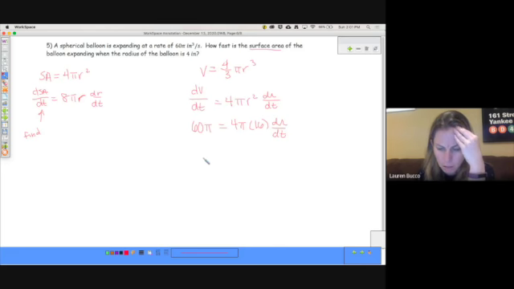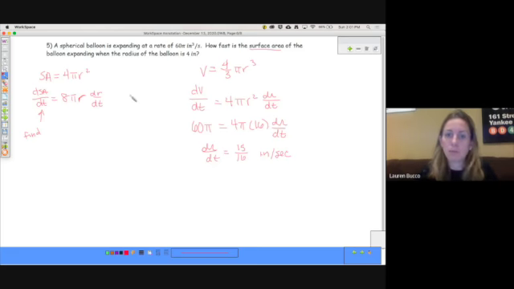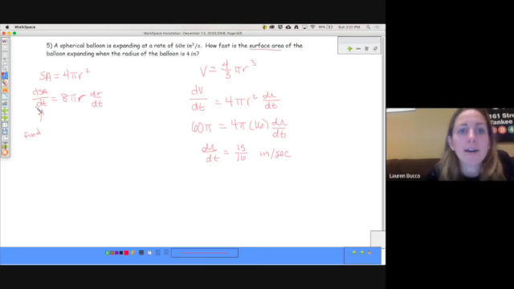dr/dt, what's that going to be, 60 over 64? The pi's are going to cancel. So dr/dt, I'm going to simplify that, is equal to 15/16 inches per second. You guys can check my algebra on that, but it looks pretty good on my paper. All right, so now I can plug in.